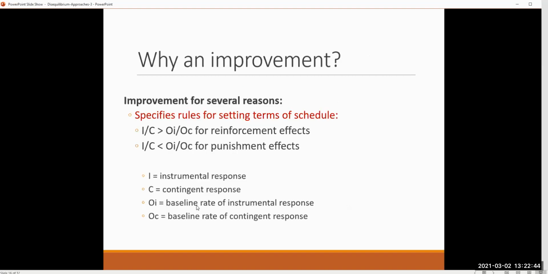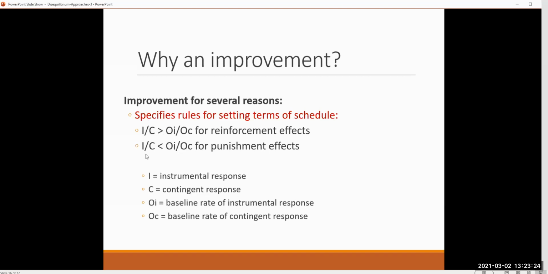Okay, why is this weird way of looking at things an improvement? Well, number one, it specifies the rules for setting the terms of the schedule. I have to be bigger or I have to be smaller, right? So I is your instrumental, C is your contingent. So your ratio of instrumental to contingent responses, how many peas to get how many puddings, has to be greater than the baseline rate of pea eating to chocolate pudding eating for reinforcement effects, and has to be smaller for punishment effects. How big or how small? We'll get to that in just a second.